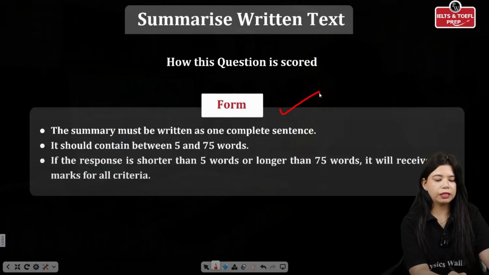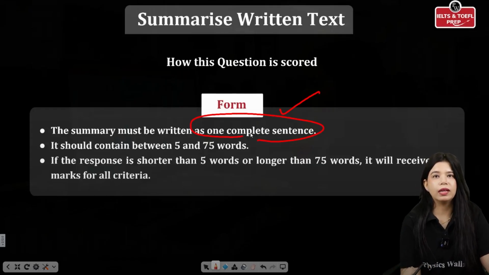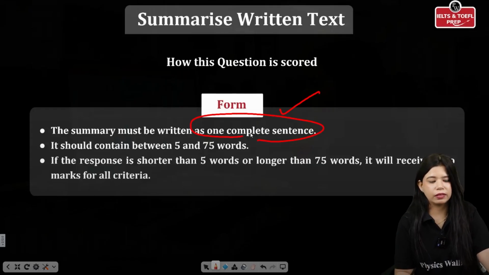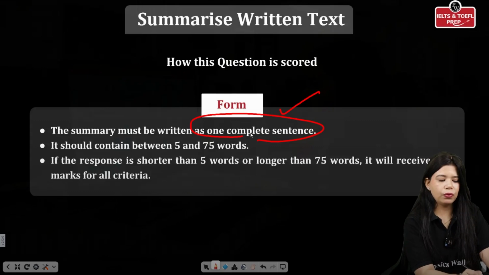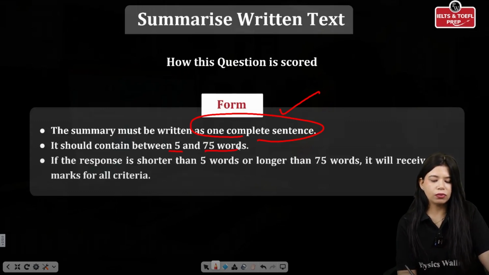So the summary must be written as one complete sentence. If there is more than one sentence, again your score is in trouble. If you are writing fewer than 5 or more than 75 words, you will not be given any score. So this word limit comes under the form criteria.